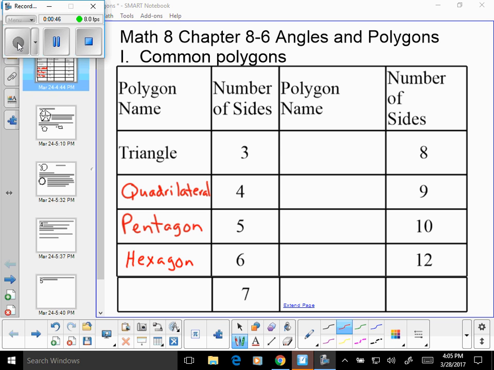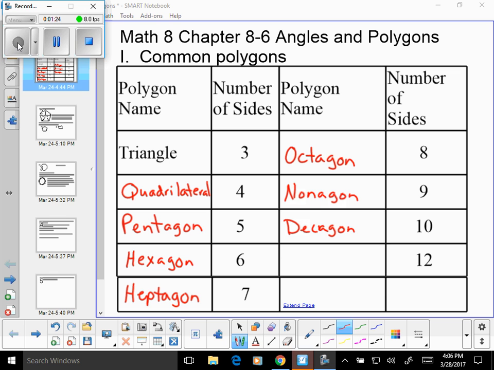We talked about this one last year, and this is the one that a lot of people don't necessarily work with a lot, so it's easy to forget the name, but it's a heptagon. An 8-sided figure, that's your stop sign. That's an octagon. A 9-sided figure, which we did not work with last year very much, is called a nonagon. A 10-sided figure, you probably remember that one. It's a decagon.